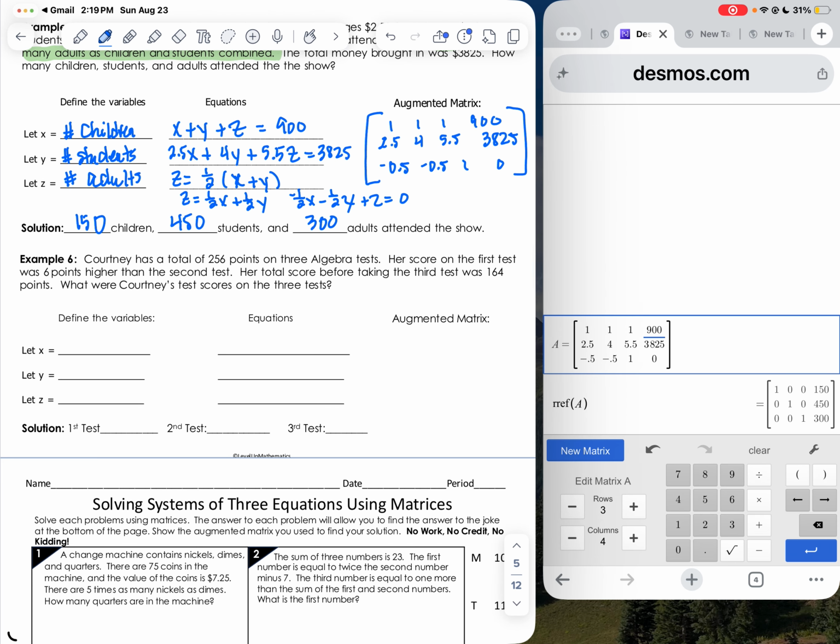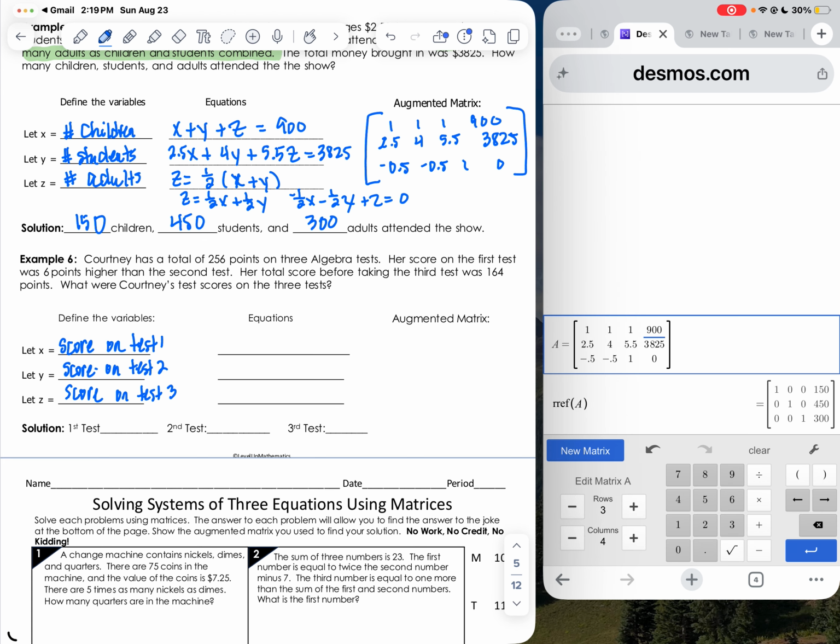All right, last example. Courtney has a total of 256 points on 3 algebra tests. Her score on the first test was 6 points higher than the second test. Her total score before taking the third test was 164 points. What were Courtney's test scores on the 3 tests? So I'm going to let X equal the score on test 1, Y to be the score on test 2, and Z can be the score on test 3.